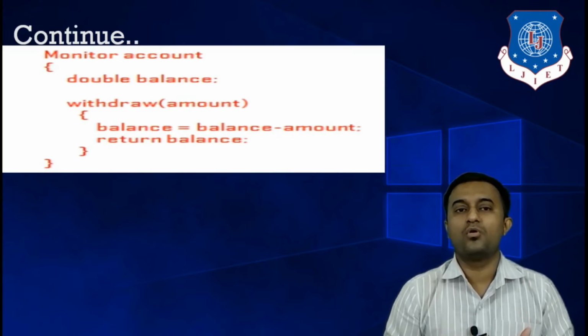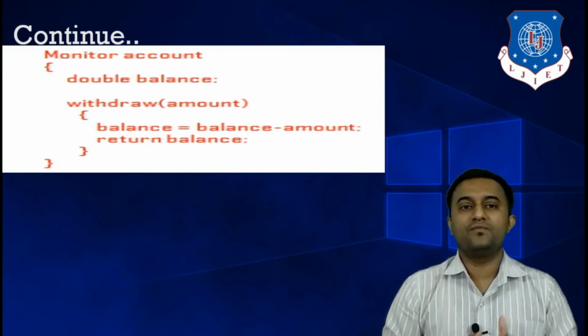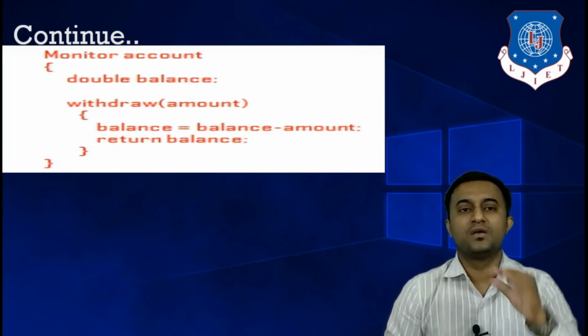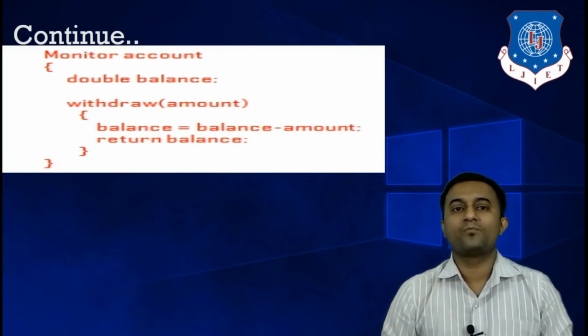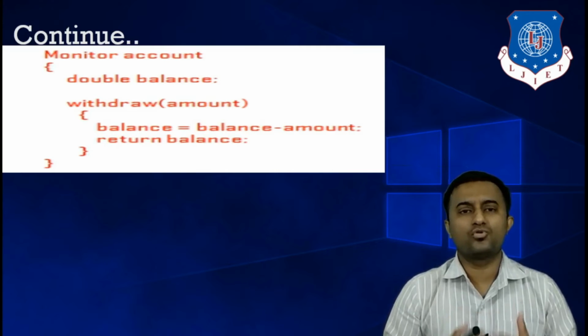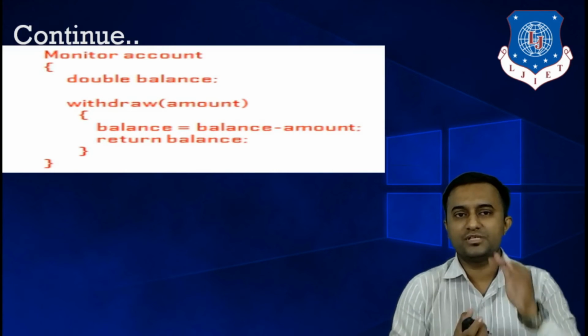So withdraw of amount, in which there are two instructions. Balance is equal to balance minus amount, and I'm returning the balance. Once this withdraw operation is called, it will deduct the requested amount from the balance, and it will return the updated balance to the database, or to the user we can say. Fine, so this is a small code.